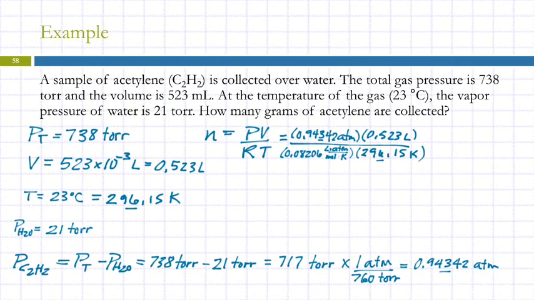So our pressure times 0.523 divided by the gas constant divided by 296.15 equals 0.020303 moles.